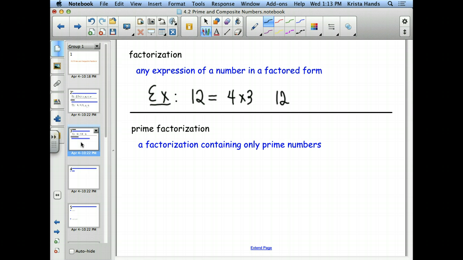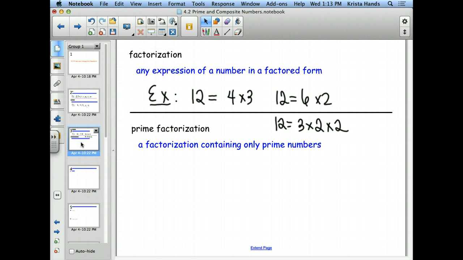How else could 12 be written? 6 times 2. Those are actually the only ways that we can write it with 2 factors, neither of which are 12 and 1. We can write it with 3 factors. How could we write the number 12 with 3 factors? 3 times what? No, I don't want any ones. That would work. 3 times 2 times 2.